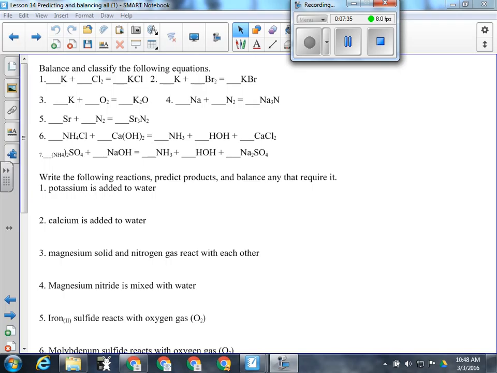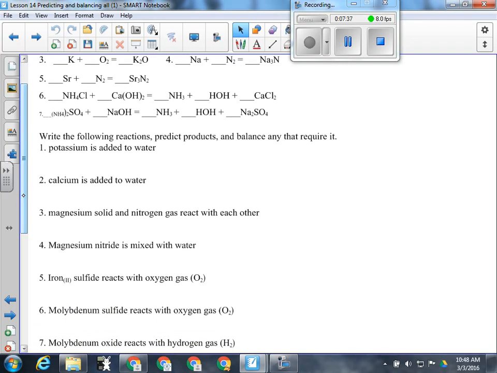Okay, and it always has to do with something reacting with water, and you can see there's a whole bunch of those. Okay, for each reaction where something is reacting with water, there's actually 2 possible answers because 2 reactions kind of take place, right?